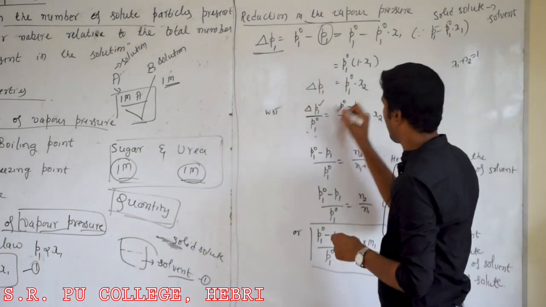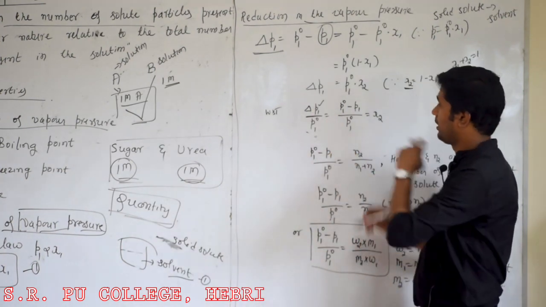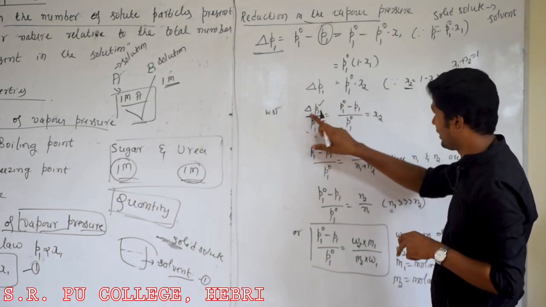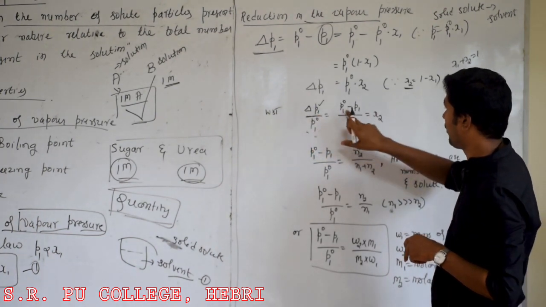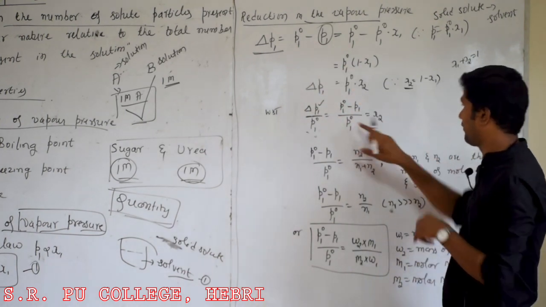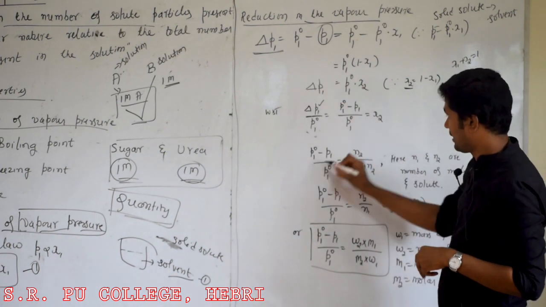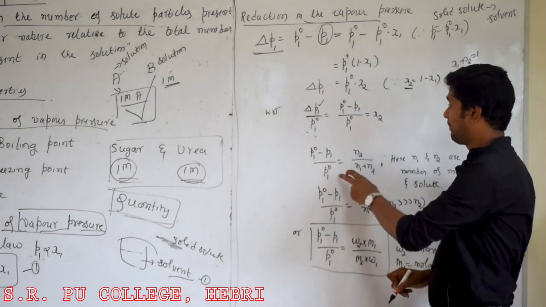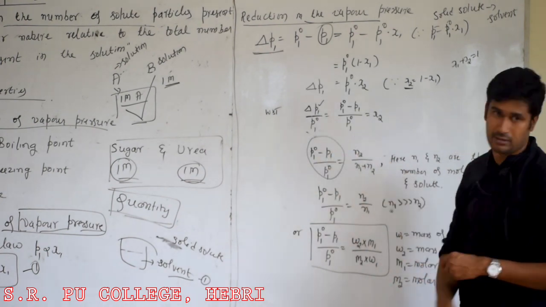You bring this P1 naught here. Delta P1 by P1 naught is equal to, I have written delta P1 as P1 naught minus P1, divided by P1 naught, is equal to X2. That is (P1 naught minus P1) by P1 naught. This is relative lowering of vapor pressure.